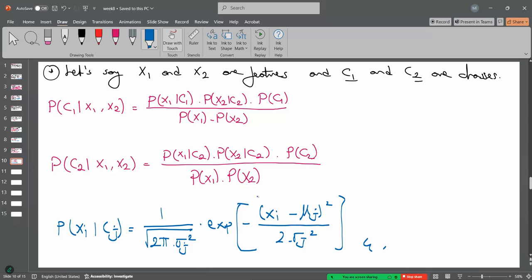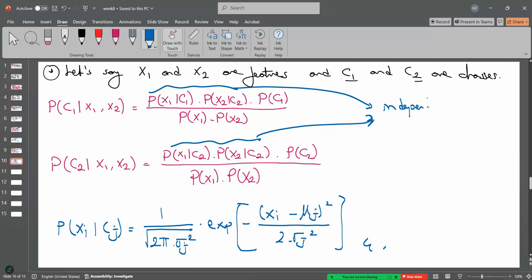But what is the meaning of this multiplication? It comes from the assumption of independent features, which means that these two events are distinct events, and so we can multiply them easily, just like this. If x1 and x2 are dependent on each other, we cannot do that because we have an intersection in this case.